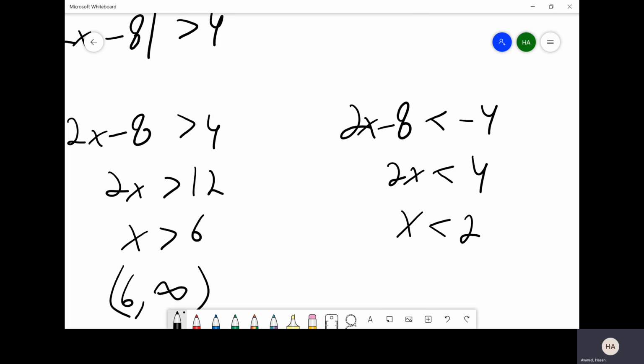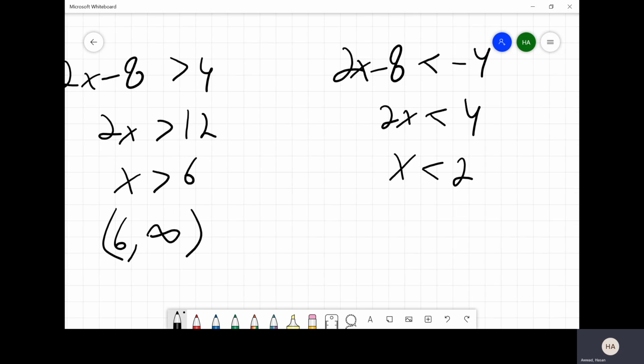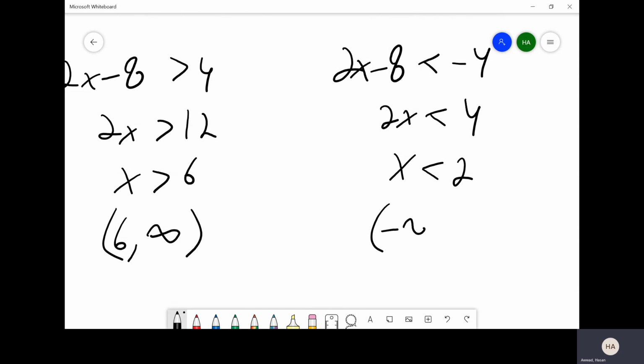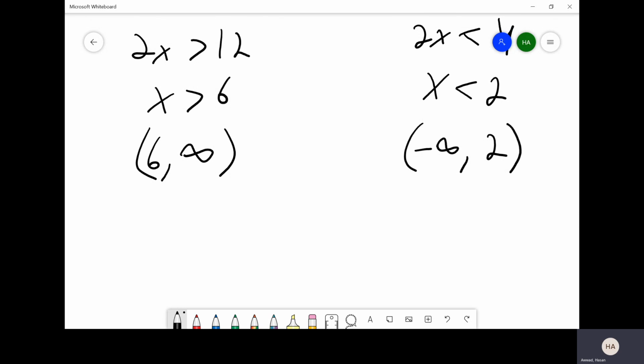So we want 0, -1, -2, so on and so forth, all the way up until -infinity. So that means we're starting from -infinity. And once again, it doesn't matter the sign of the infinity, you always put a parenthesis, and it goes up until 2, and we have a parenthesis here as well. So putting these two pieces together, we end up with -infinity to 2, union with 6 to infinity.